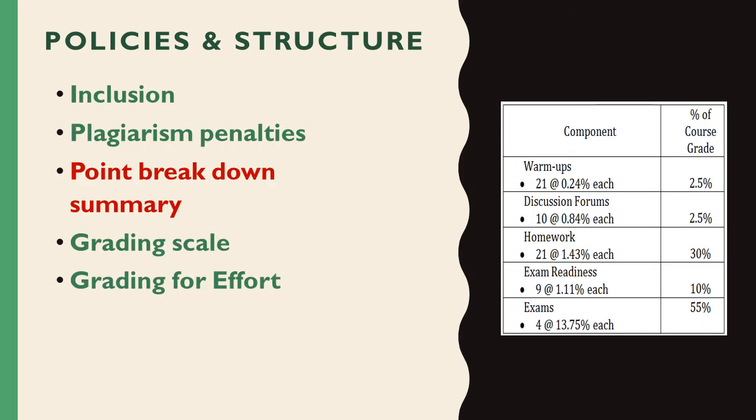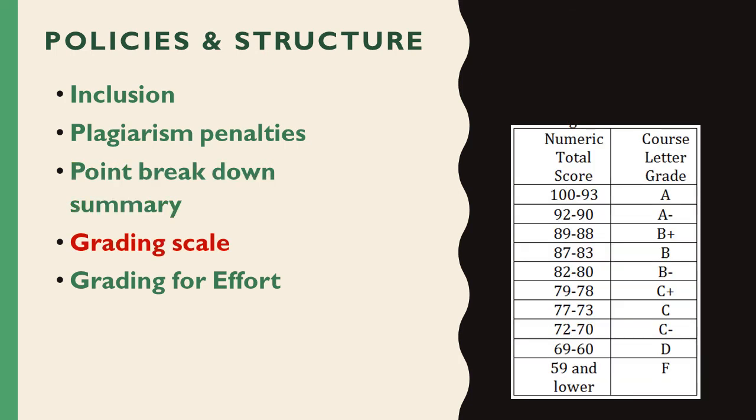Okay, point breakdown summary. Over here on the right, you can see I've pulled this from the full course schedule. The warm-ups, so we have 21 warm-ups. They're at 0.24% each. They accumulate up to 2.5% of your course grade. And as you see, we go down through here in homeworks, our exam readiness assessments, and then our exams. Here's the grading scale for the course. So when you're looking at your grades and you want to know what letter grade you're going to be assigned for a course, this is the scale that you apply. I do round grades, thus a 77.6 will become a C+. A 77.52 is still a C.